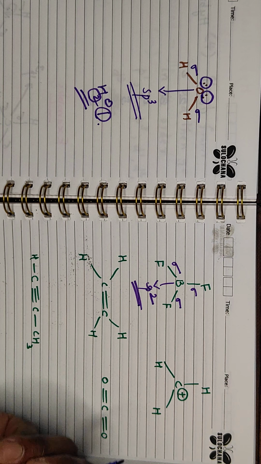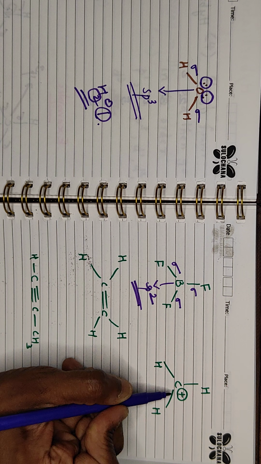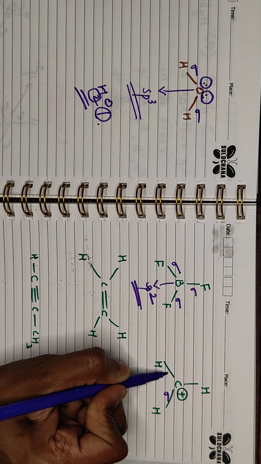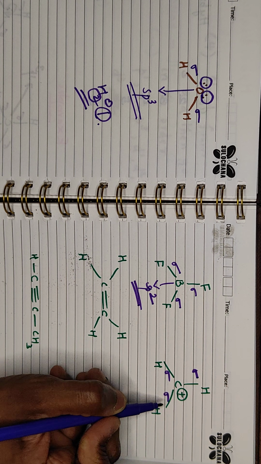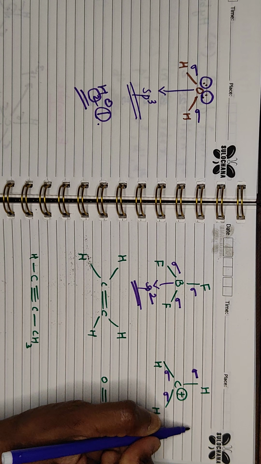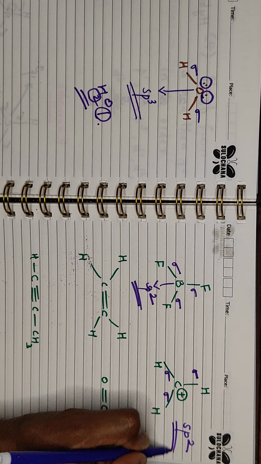I hope you understood. Now this is a carbocation, which means there is a positive charge, which needs to be ignored. And this is sigma, this is sigma, this is sigma. So there are 3 sigma bonds, and there is no pi. The positive charge needs to be ignored. So again the hybridization is sp2.